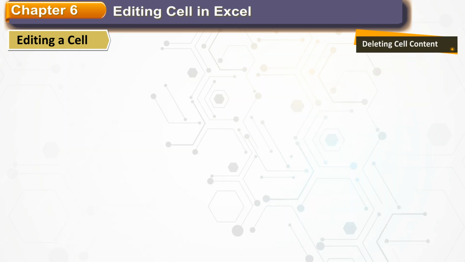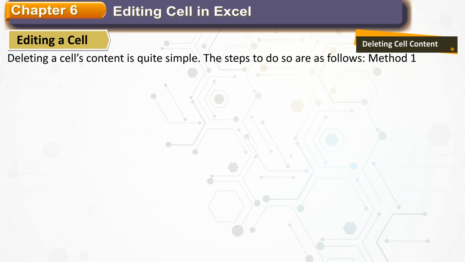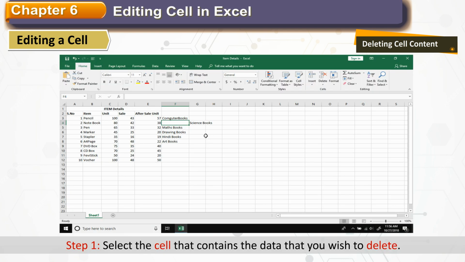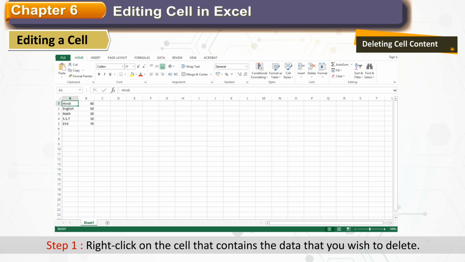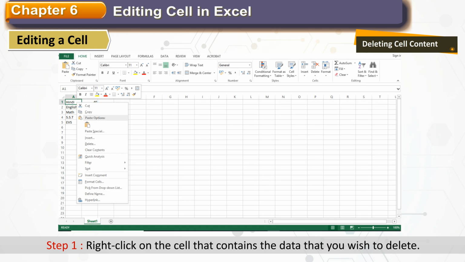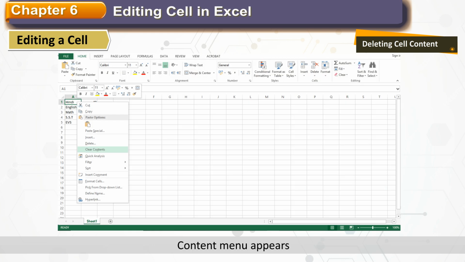Deleting cell content. Deleting a cell's content is quite simple. The steps to do so are as follows. Method 1. Step 1. Select the cell that contains the data that you wish to delete. Step 2. Press the Delete key. Method 2. Step 1. Right-click on the cell that contains the data that you wish to delete. Context menu appears. Step 2. From the context menu, select Clear Contents option.